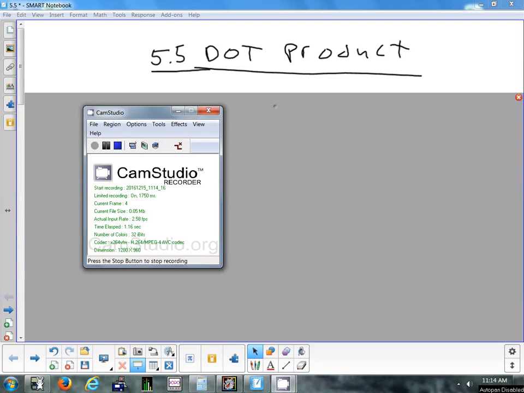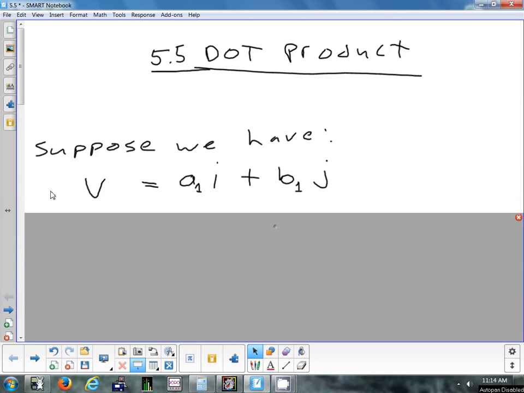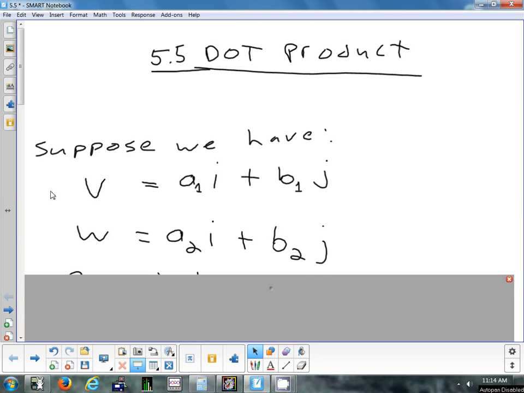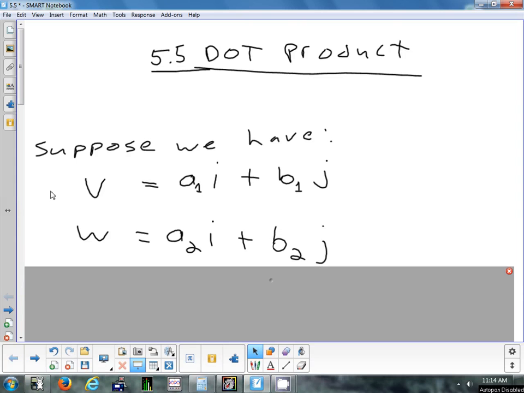All right, so today we're going to take a look at what's called a dot product, and we'll look at a few applications of what you can use the dot product for. What I've written here is two vectors, in unit vector notation. Vector V has a horizontal and a vertical component. I call the horizontal component A1 and the vertical component B1. I've got a second vector, and it also has a horizontal and vertical component, which I've called A2 and B2.